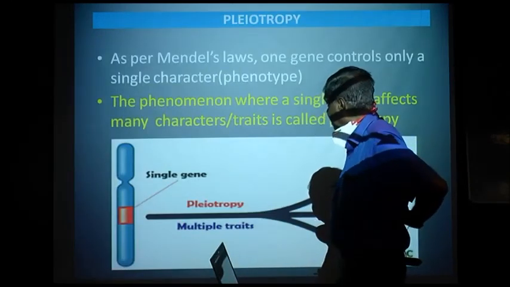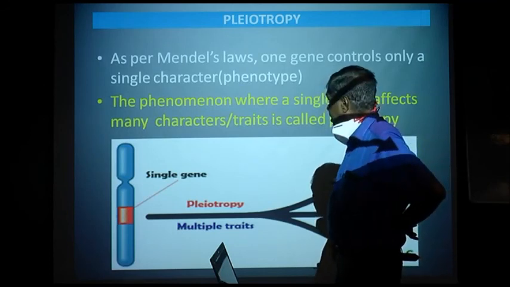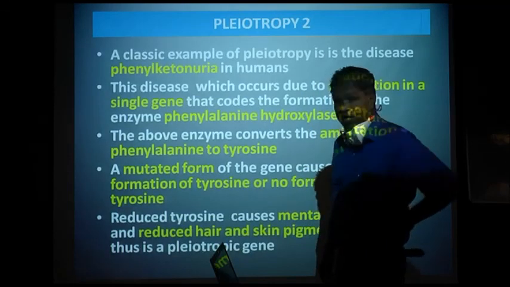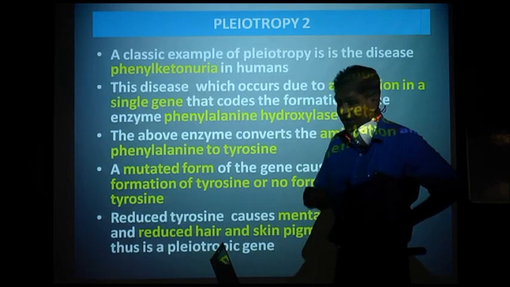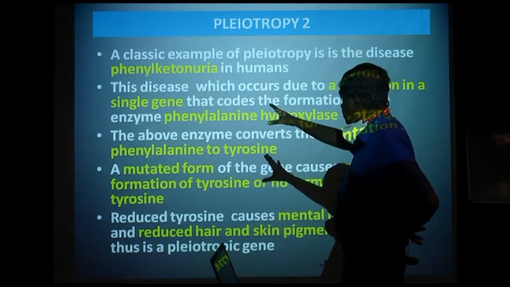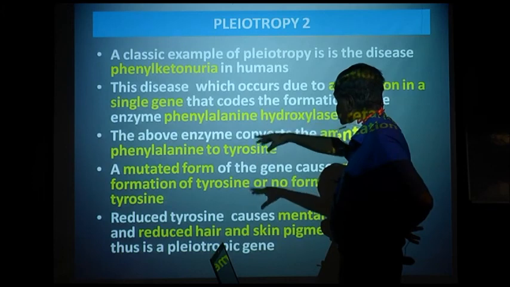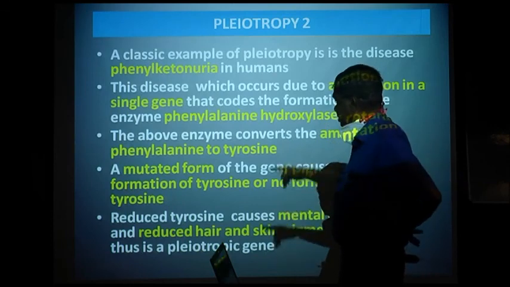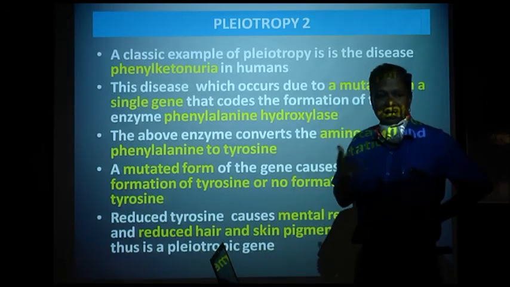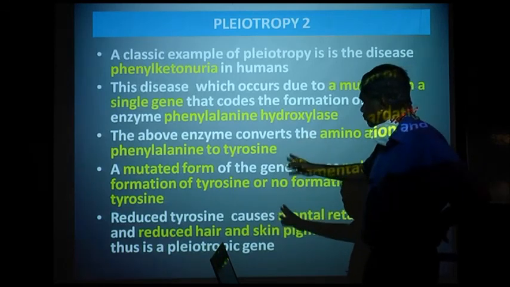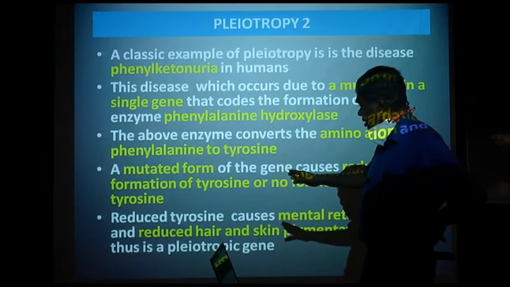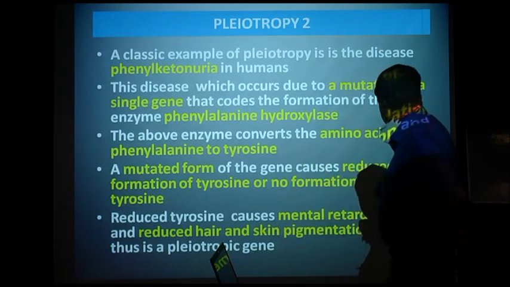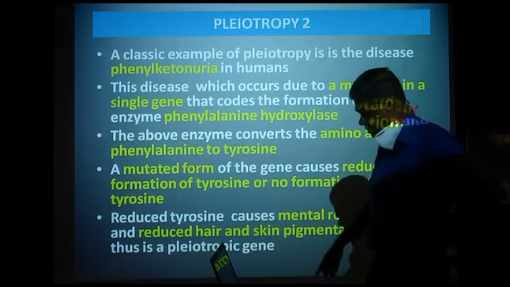Now pleiotropy is one gene affecting many characters. The best example is phenylketonuria, where one gene is affecting many characters. If this gene is mutated, we don't get tyrosine from phenylalanine. We don't get tyrosine from phenylalanine, so the lack of tyrosine will give rise to mental retardation and reduced hair and skin pigmentation.